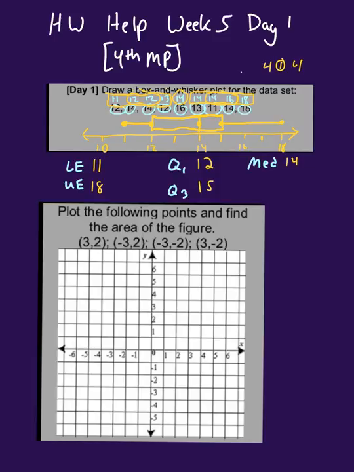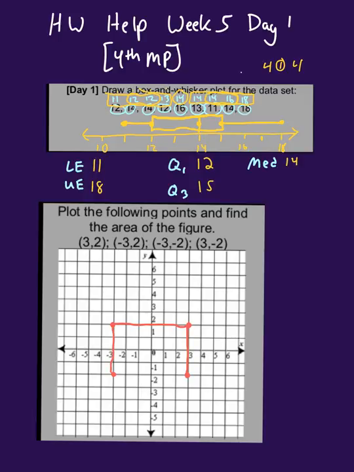All right, so let's start with 3, 2. Over 3 up 2 is right there. Negative 3, 2. Over negative 3 and up positive 2. Negative 3, negative 2. Over negative 3, down negative 2. And the last one is 3, negative 2. So over positive 3, down negative 2. So that's looking like a nice rectangle to me.